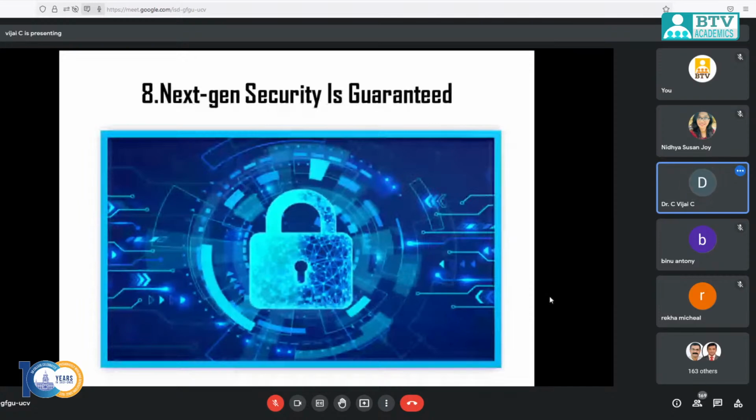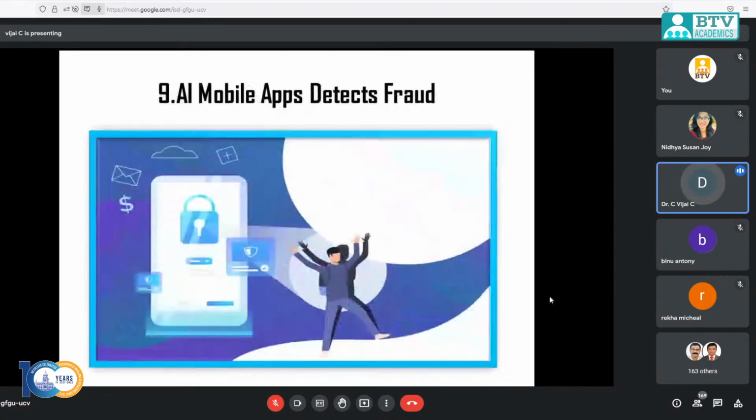Then number nine, artificial intelligence mobile apps detect fraud. Artificial intelligence has emerged as a significant tool for avoiding financial crimes due to its increased efficiency. Artificial intelligence can be used to analyze a huge number of transactions in order to uncover fraud trends, which are subsequently used to detect fraud in real time.